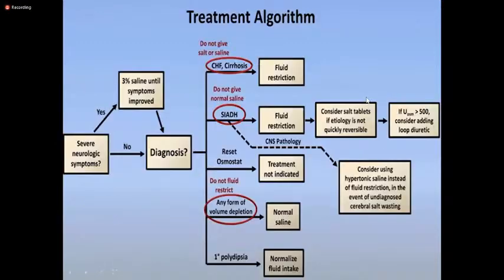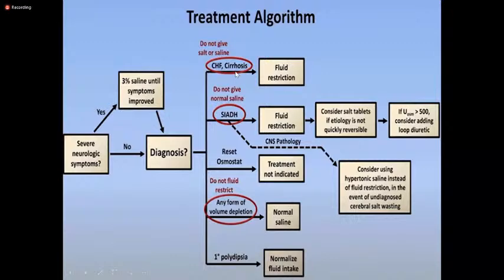So this is just a summary slide showing your approach to management for a patient who has hyponatremia. So first of all, you want to establish whether they have severe neurological symptoms. If yes, you want to rapidly correct this using 3% saline. This is given IV. If no, you want to try and establish the diagnosis and treat the underlying condition appropriately.